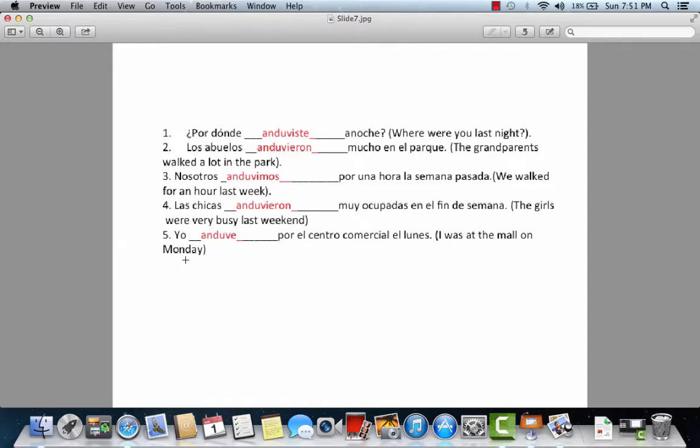Yo anduve por el centro comercial el lunes. The subject is I, first person singular. Anduve is the I form, the yo form. And that is the answer for your exercise.